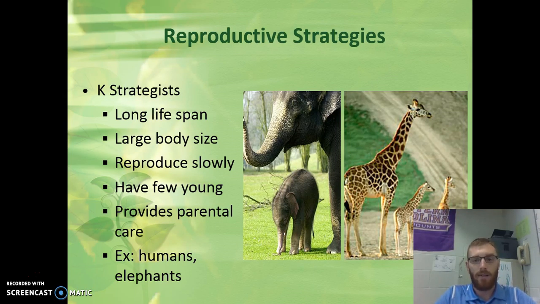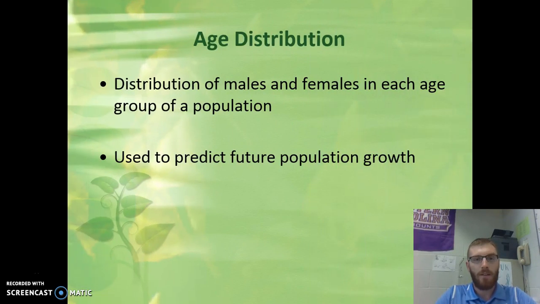You have the K strategies, which is where we fall, which generally have long lifespans and larger bodies. We reproduce slowly, have fewer young, and provide parental care. They're more invested in getting quality out of quantity here. Age distribution is calculated by the number of males and females in each age group of a population, and it's used to predict future population growth.